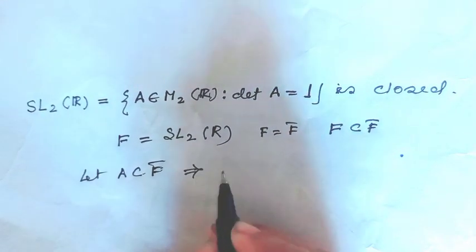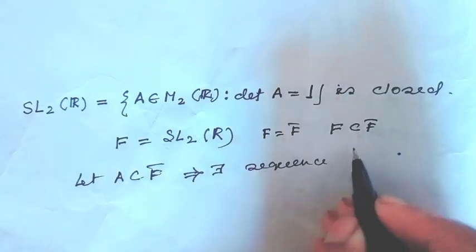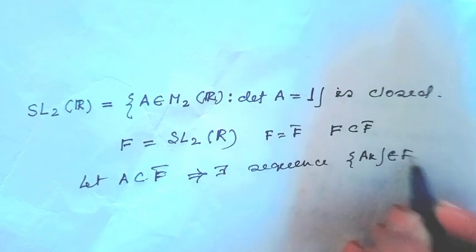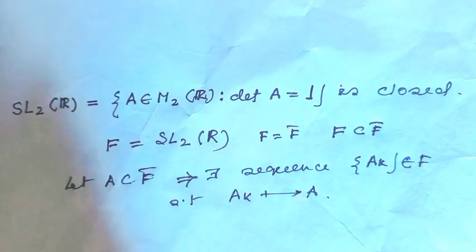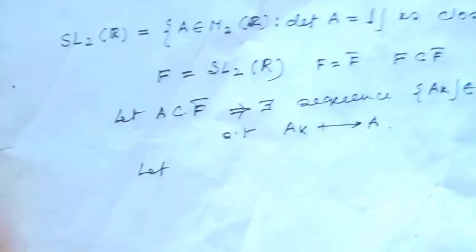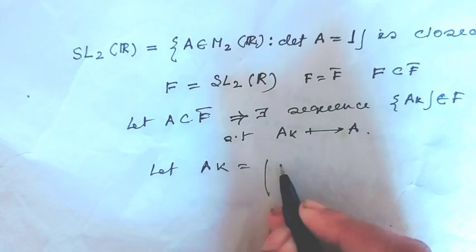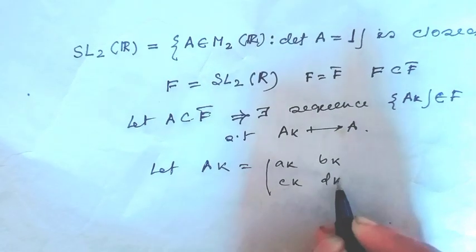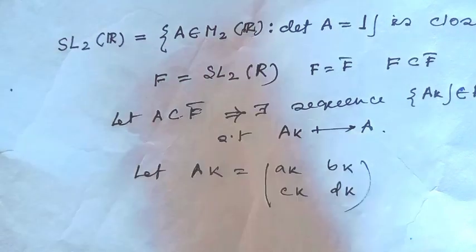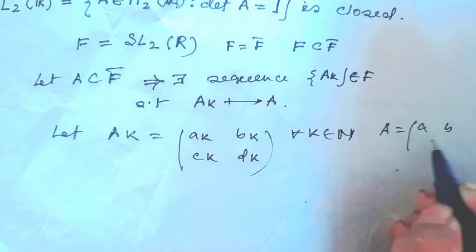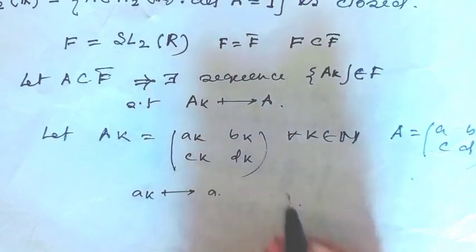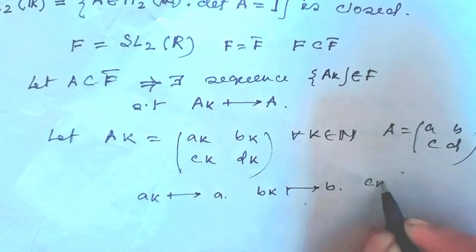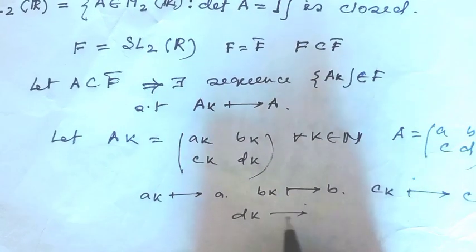That means obviously there exists a sequence AK belongs to F such that AK converges to A. What is AK? Let AK equal small ak, bk, ck, dk. Consider the sequence as such type, for all k belongs to natural numbers, and A equal to A, B, C, D. Okay? Converges to A means obviously small ak converges to small a, small bk converges to small b, small ck converges to small c and small dk converges to small d.